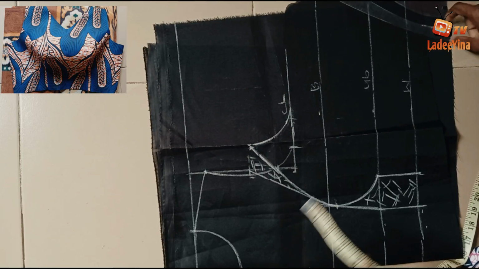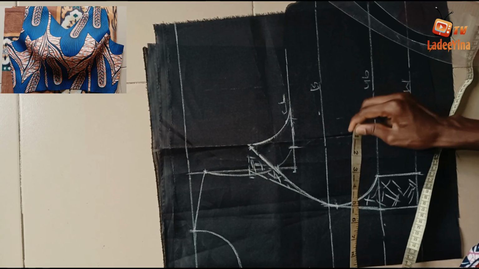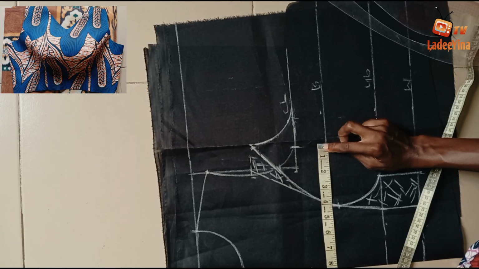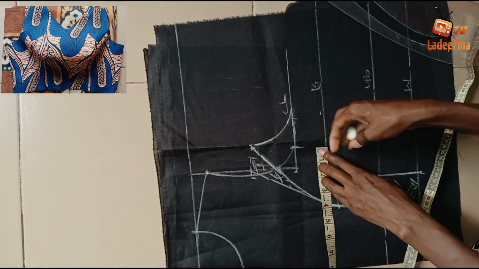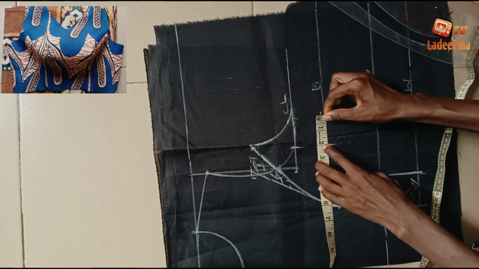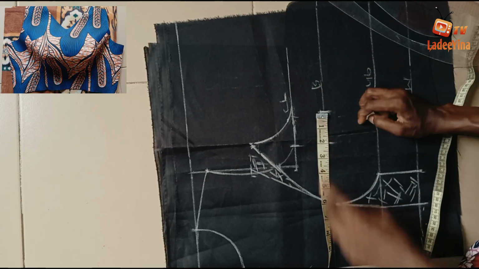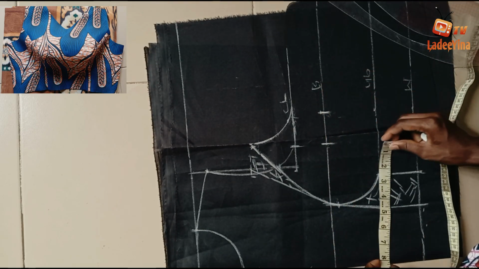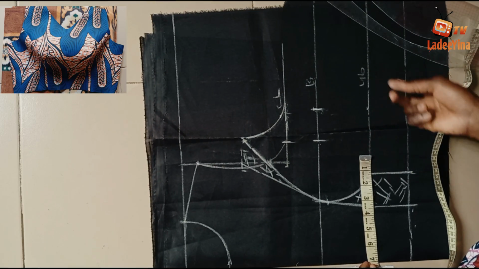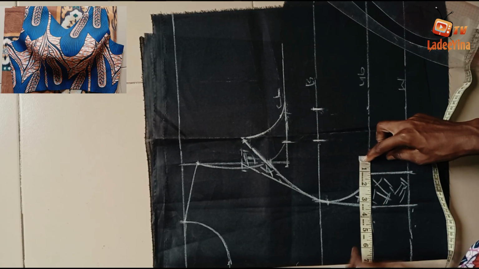So the next thing you're going to do is you start marking your measurement, right? So on your bust point, you mark your bust measurement, you add 2 inches sewing allowance. I always like using 2 inches. Then on the under bust, you mark your under bust, divide by 4. You mark it, mine is 7.